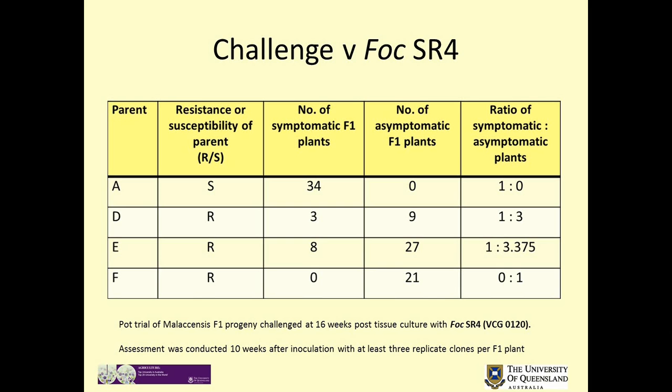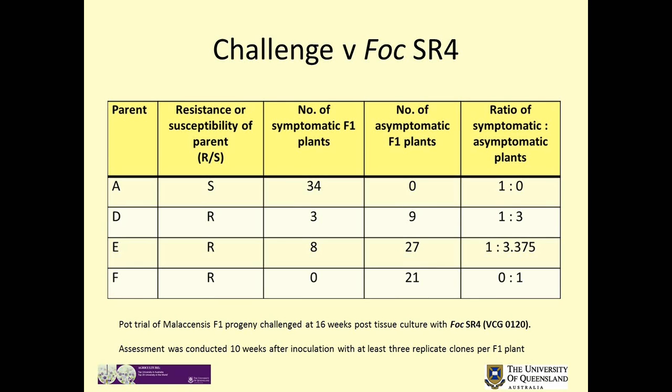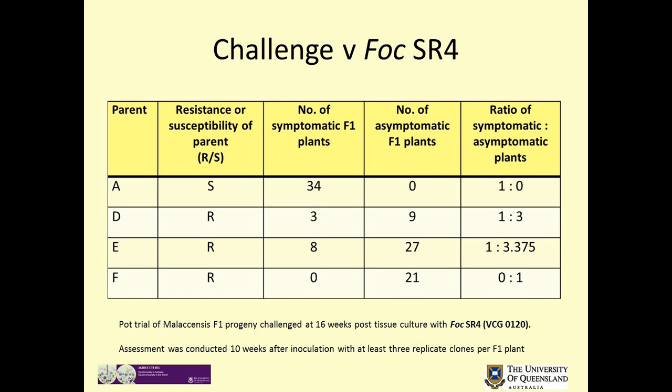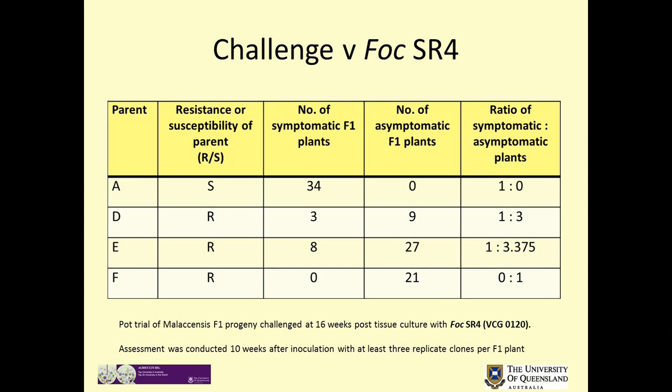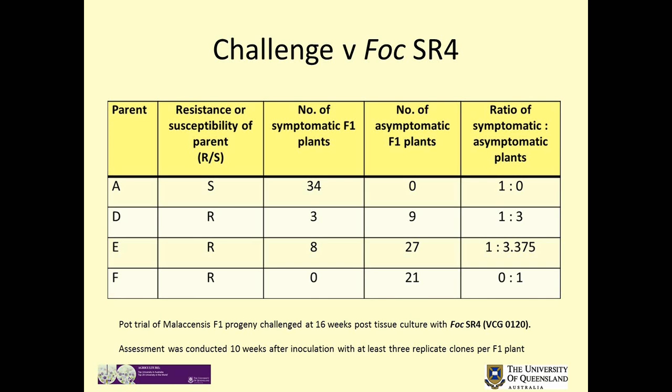So we got this result with subtropical race 4. We're interested in that, people in southeast Queensland, but the rest of the world is interested in tropical race 4. So we wanted to repeat that. I say we all the time, but this was mostly done by Sam Fraser-Smith, a PhD student with us. He wanted to repeat this, but with tropical race 4.